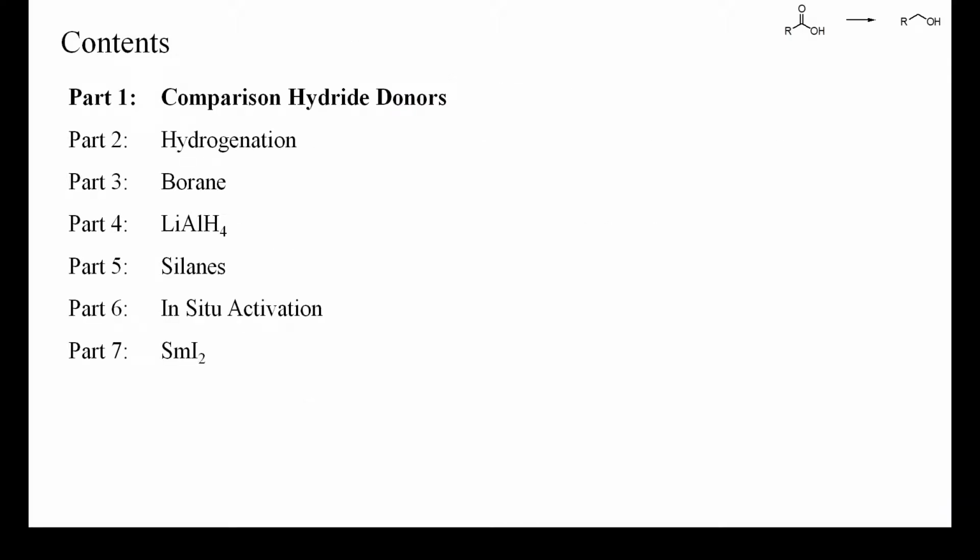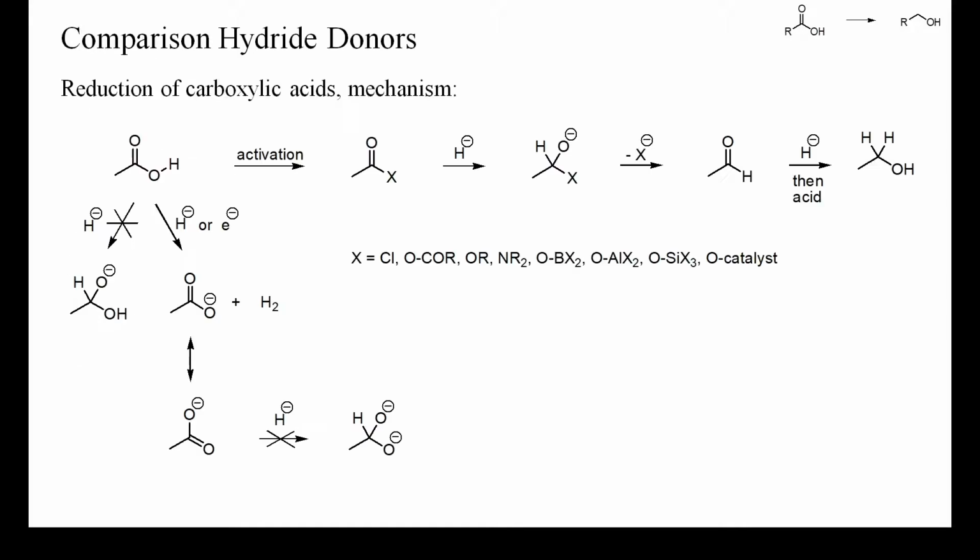In the remaining videos about the conversion of carboxylic acids into alcohols, I'll discuss catalytic hydrogenation, borane, lithium aluminum hydride, silanes, the in situ activation of carboxylic acids followed by reduction, and treatment with samarium iodide as potentially useful reduction strategies. The reduction of carboxylic acids is one of the most difficult reductions in organic synthesis.